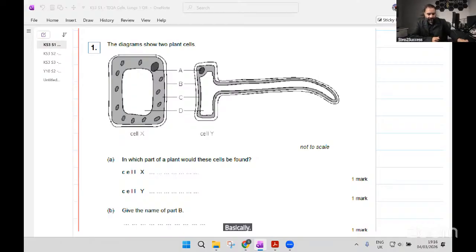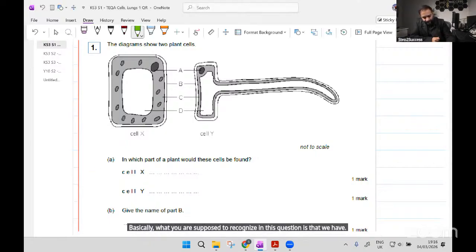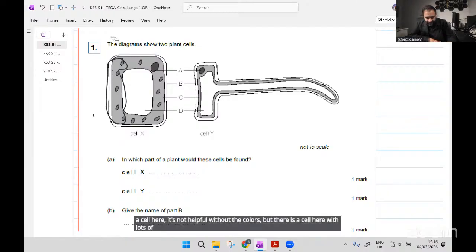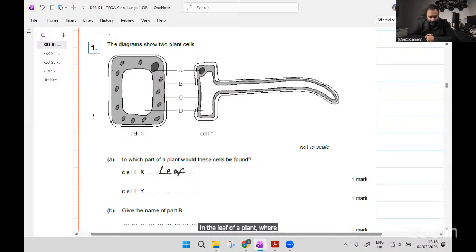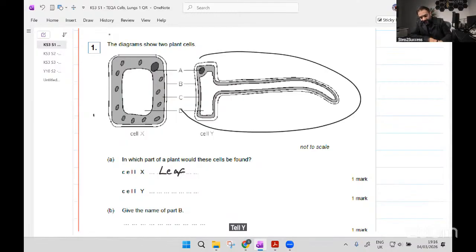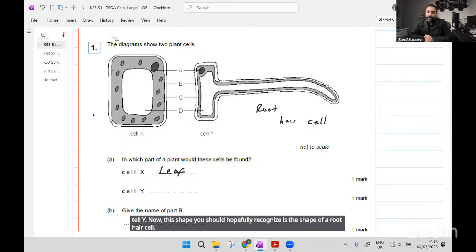Basically, what you are supposed to recognize in this question is that we have a cell here. It's not helpful without the colors, but there is a cell here with lots of chloroplasts. These are generally found in the leaf of a plant, where cells have lots of chloroplasts because that's where all the light goes. Cell Y, now this shape you should hopefully recognize is the shape of a root hair cell. That's what a root hair cell looks like.